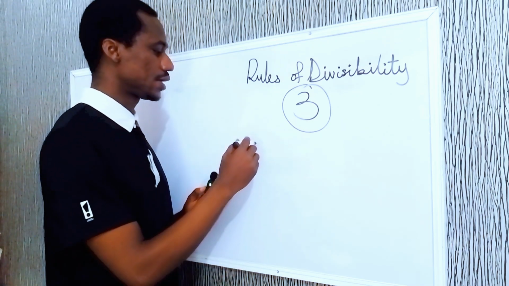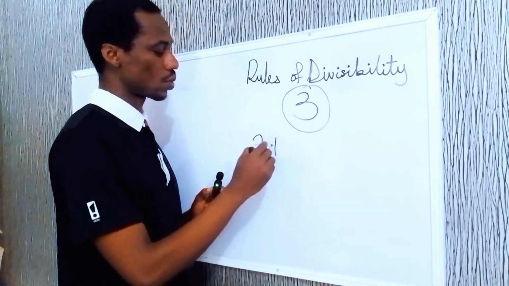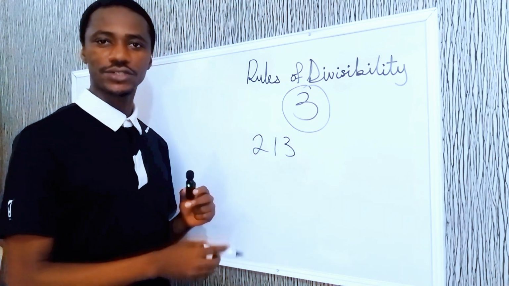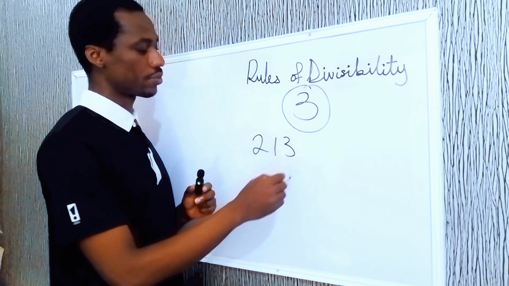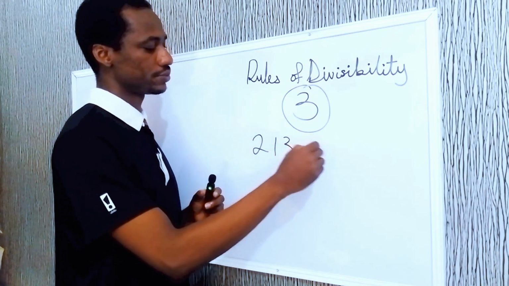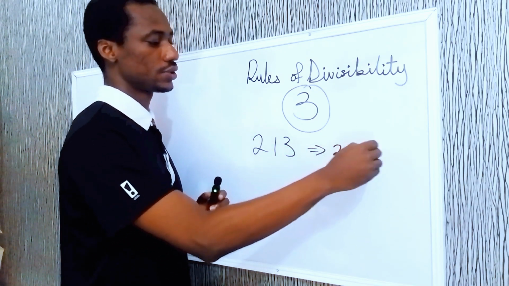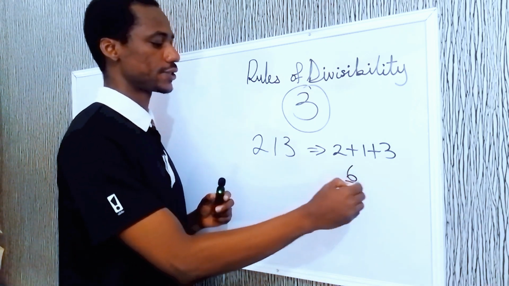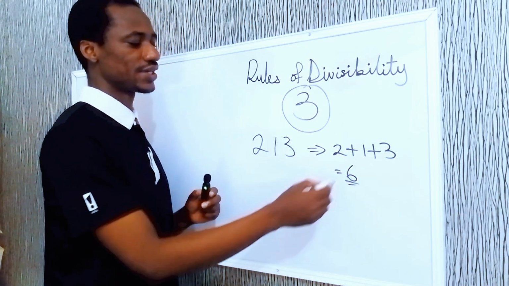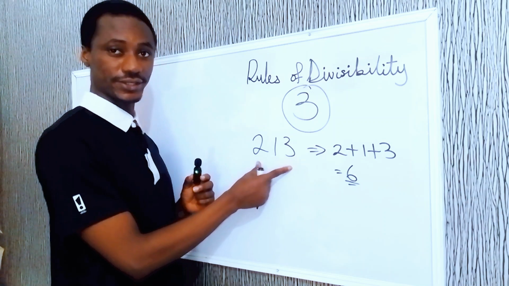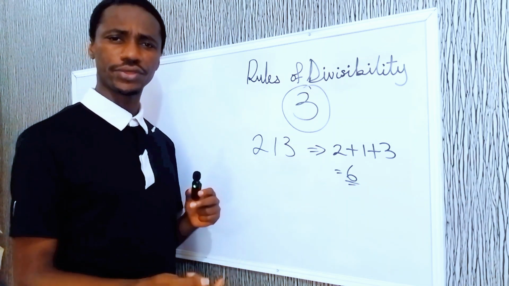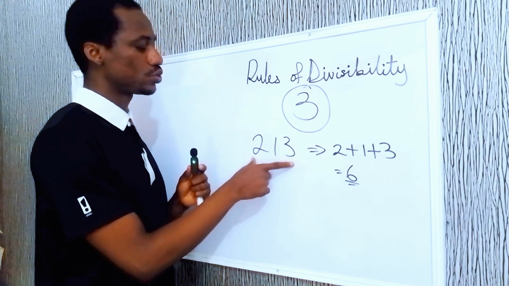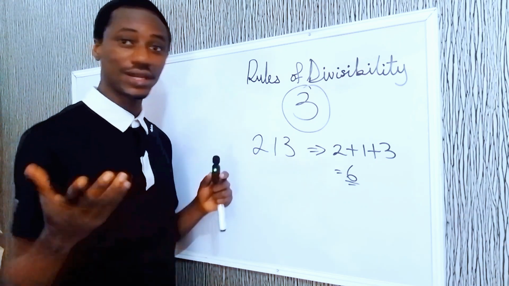So for instance, I have 213. For me to check if this number is divisible by 3, I will sum up the digits. So I'll do 2 plus 1 plus 3. 2 plus 1 is 3, 3 plus 3 is 6. Then I'll check: is this sum of the digits a multiple of 3? Yes, 6 is a multiple of 3. So that means 213 is divisible by 3.